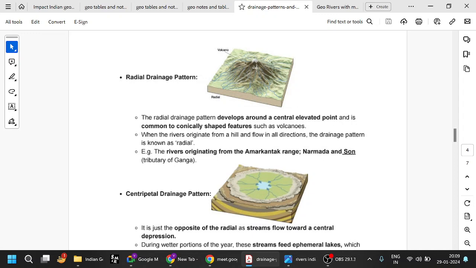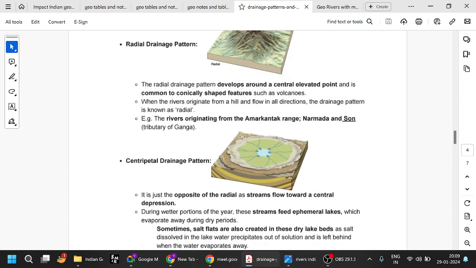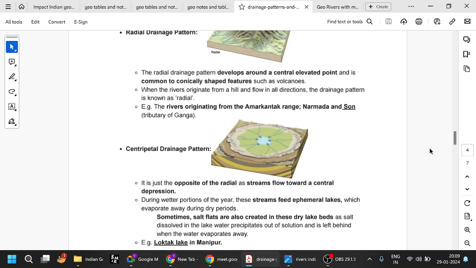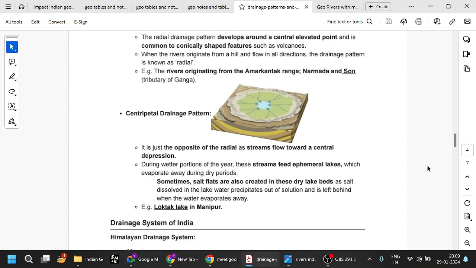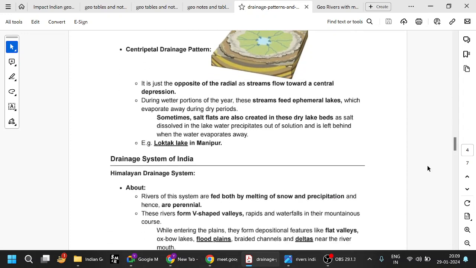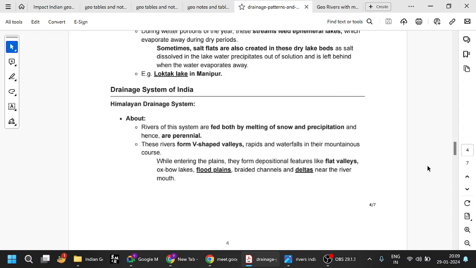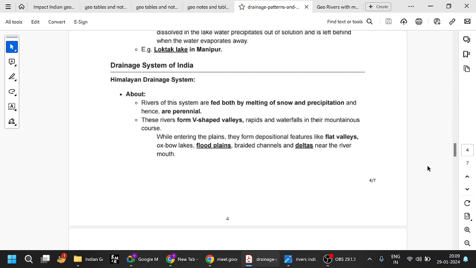Radial drainage pattern. You can see in the center and like spokes around in a circle, how you can see a radius. So centripetal again is in a round shape, and we have studied centripetal in physics, right? So similar to that, you can see the pattern here. So just briefly remember trellis, dendritic, rectangular, centripetal, etc. Now these are important.